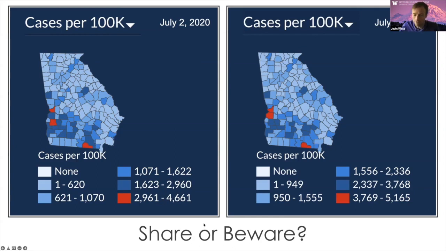Okay, maybe you're back now after pausing. The reason why it's really difficult to use these two images to make the case, one way or the other, is that the bins used for making those colors are vastly different. So if you look here at the red, it's 2,961 to 4,661. The red on this side is 3,769 to 5,165. So if you look at these two images, they don't really look like much has changed.